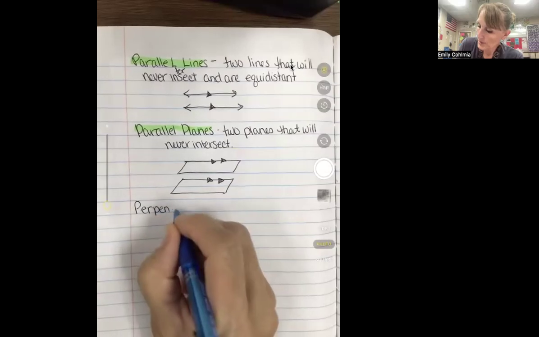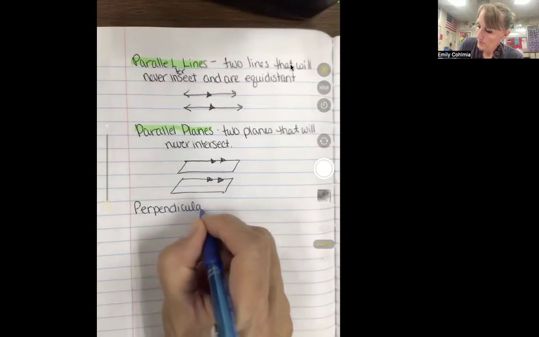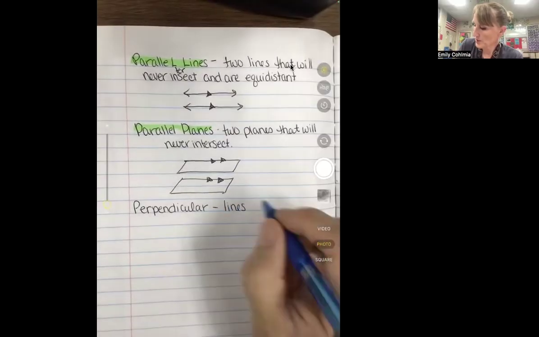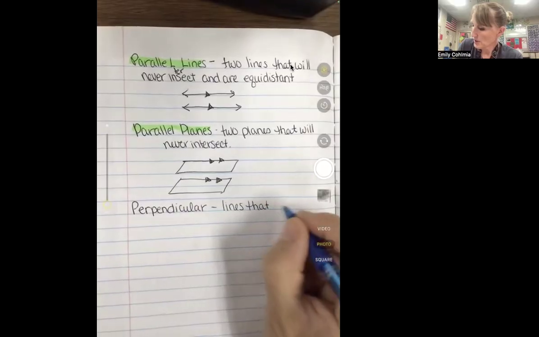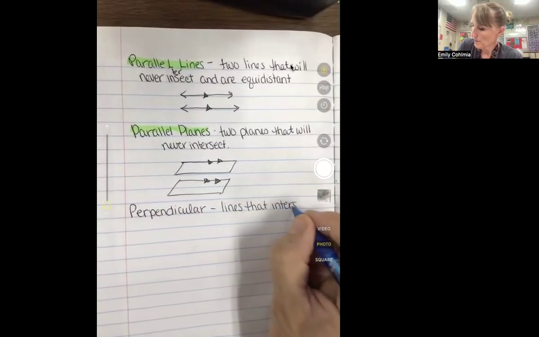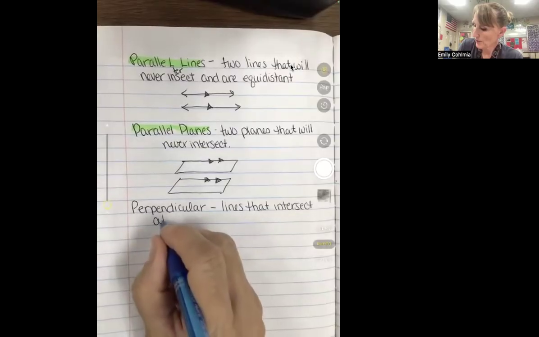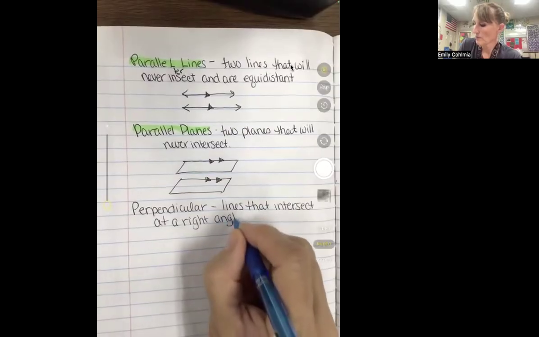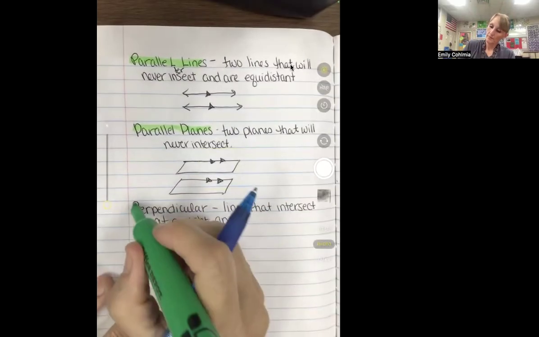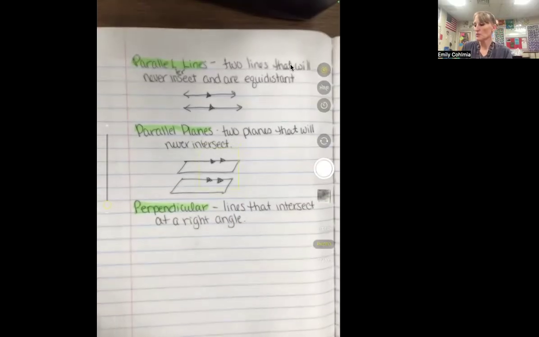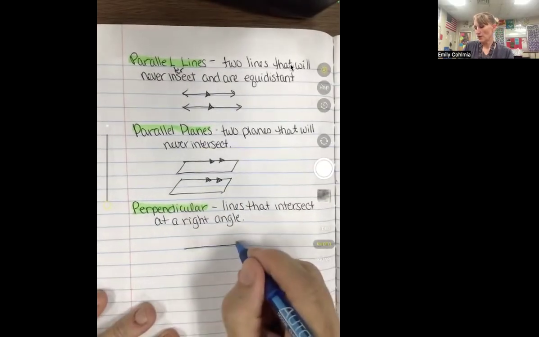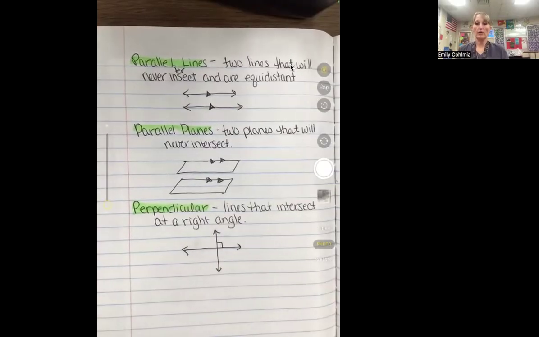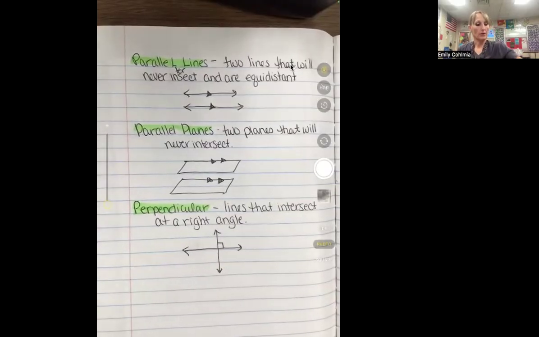And then the last two are perpendicular lines. Really, we only need to know the word perpendicular. We can say that these are lines, could be planes too, that intersect at a right angle. You can also have perpendicular planes as well. So if we have one line going this way, and another line going this way, and they intersect at a right angle, then they are considered perpendicular.